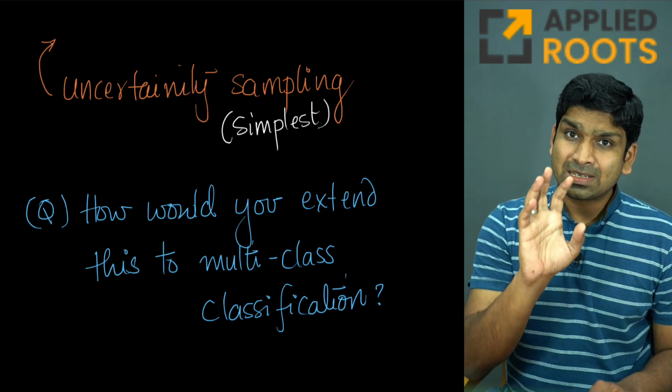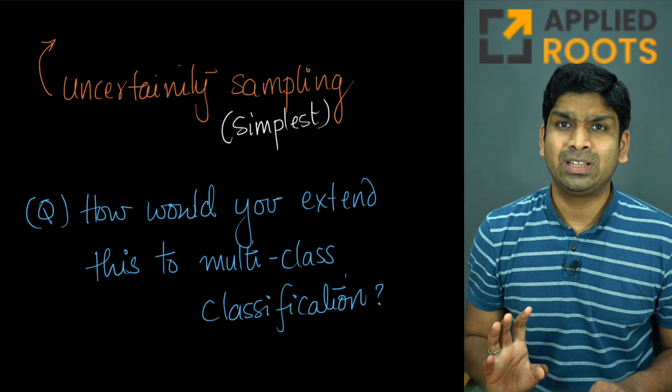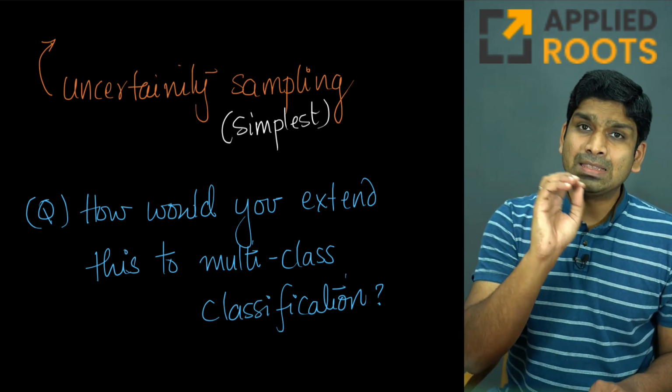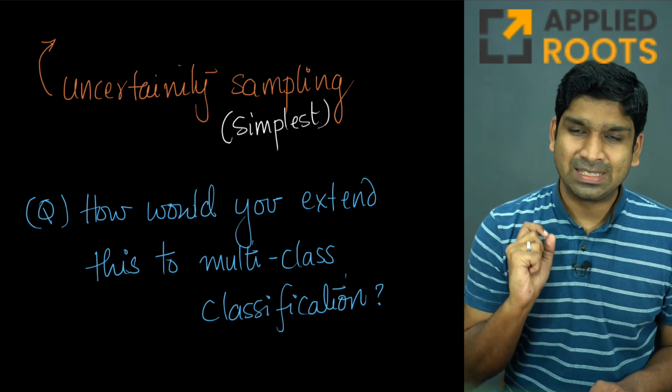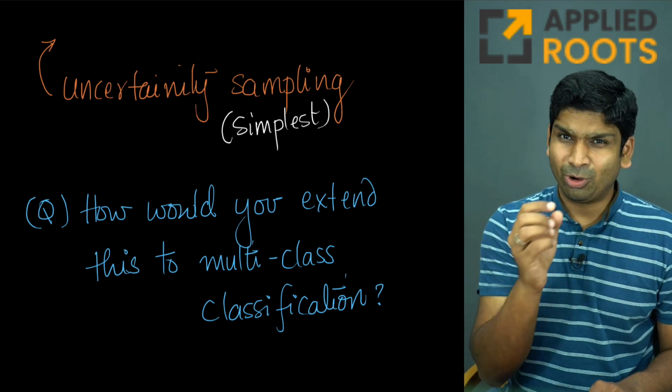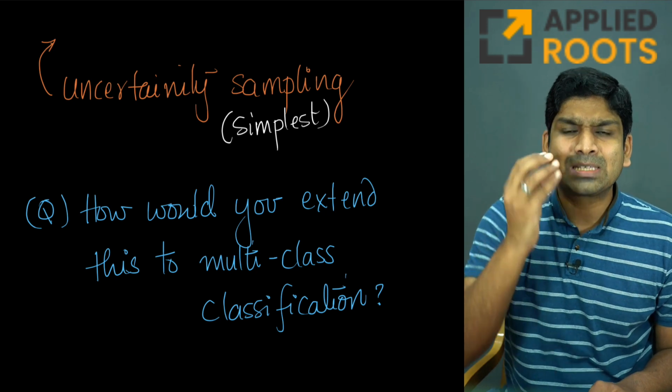Again, the simple strategy that we have just discussed is often called uncertainty sampling. There are a bunch of other variations of uncertainty sampling in active learning. What I have described here is probably one of the simplest approaches.